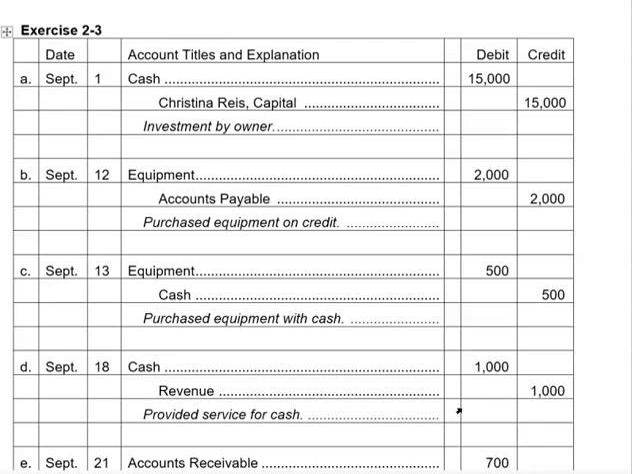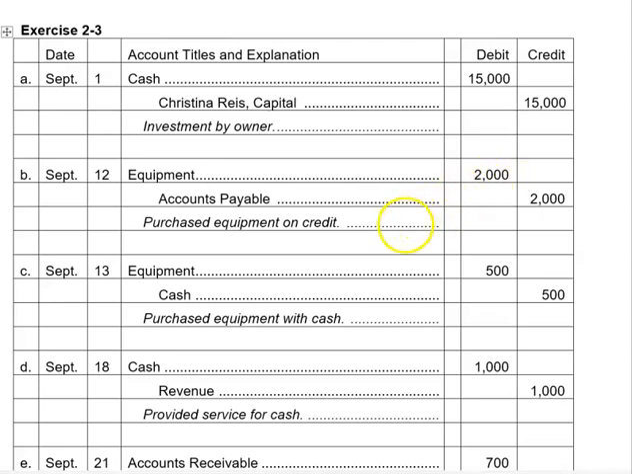Okay, so we talked about the first one. So the second one, equipment. We know equipment is an asset, so it's going to increase by $2,000, so it's going to be a debit. And it's on credit. So they haven't paid cash for it yet, so it's accounts payable. They didn't say that the time was extended, so it's not a loan. So they have to pay it within 30 days, so it's an accounts payable.